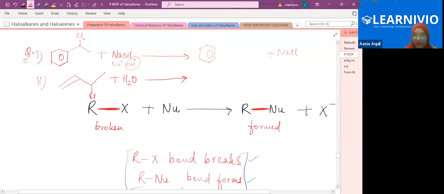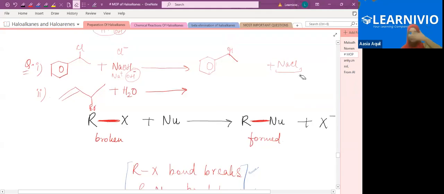This chlorine will be replaced by this OH group, right? OH will get attached here. It is the nucleophile. It will attach to this carbon center and this leaving group just leaves. So the leaving group will leave, giving Cl minus, and we have Na plus. They will combine and give you NaCl. Right. So basically, this is the major product, and this is the byproduct, sodium chloride.